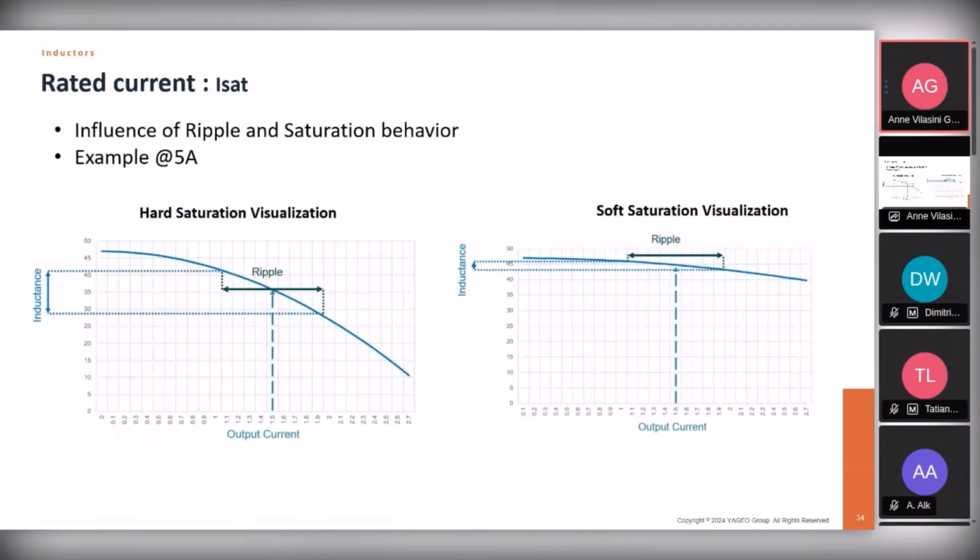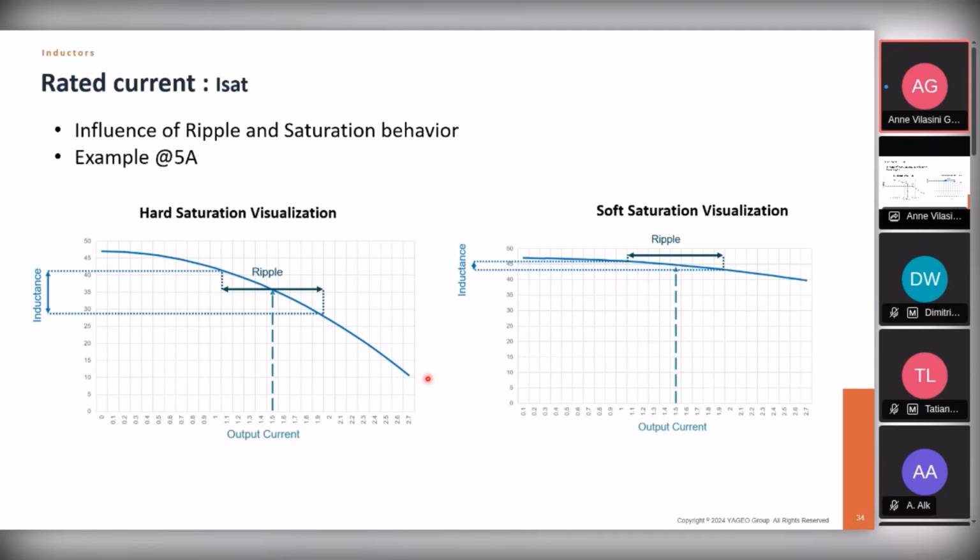Also something important that you have to look at is the saturation characteristic. Inductors could have hard saturation or soft saturation. Here you can see the value of the inductance is not constant. It changes with the current that you pass through it. Here you can see the hard saturation. The curve is not fairly flat. It's changing rapidly.